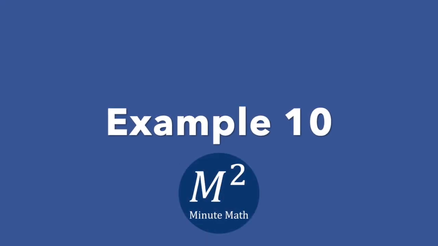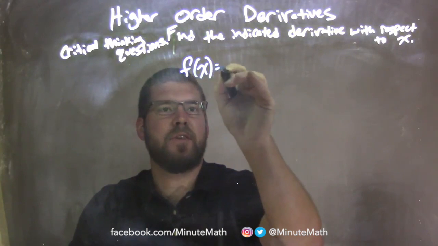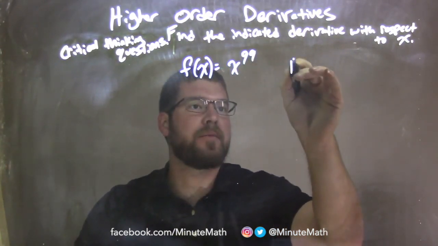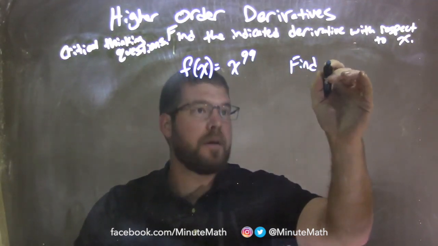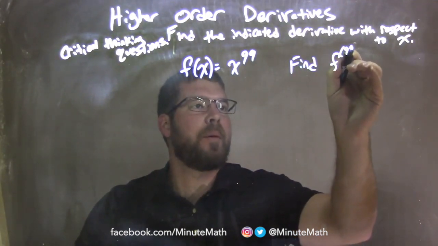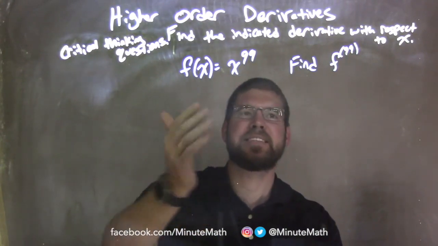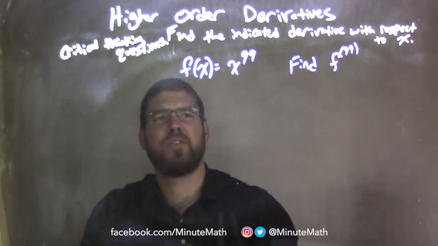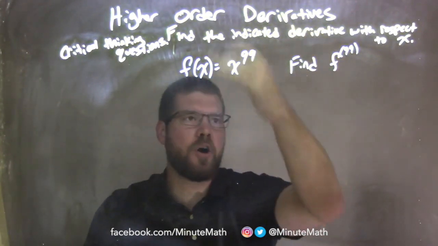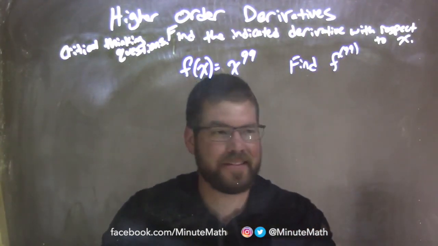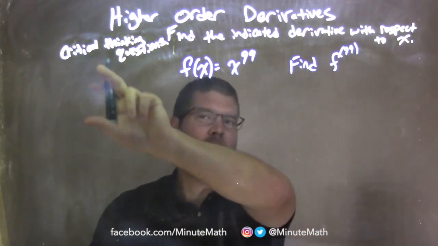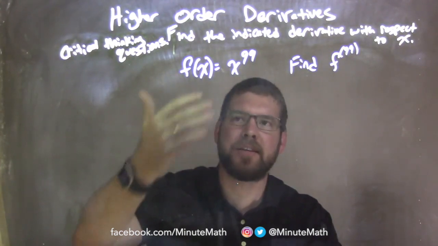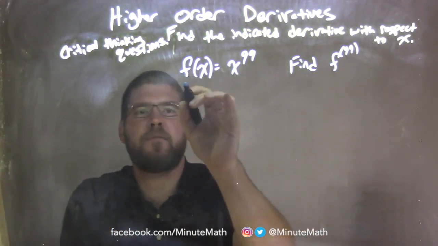f of x is equal to x to the 99th power, and we want to find the 99th derivative. So remember, this isn't f to the 99th power, it's the 99th derivative of our function f. To solve a problem like this, they're not asking you to show every single derivative. I mean, you can, but that's going to take forever. Let's use some critical thinking to think about what's going on, maybe make a pattern to get to our final answer. So let's just find the first derivative.